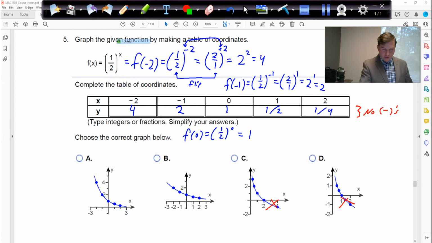So let's match it up. When x is 0, we're at 1. When x is minus 1, we're at 2. When x is minus 2, we're at 4. So A matches up perfectly. And then we have half, and then we have 1/4.